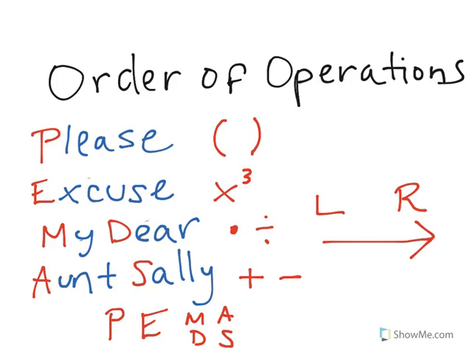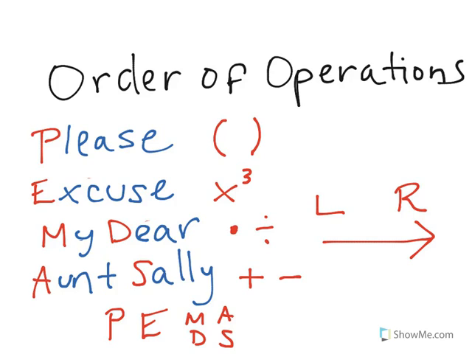in orders of operations. So the P in the word please stands for parentheses. The E in the word excuse stands for exponents. The M and the D in my dear stand for multiplication and division. And then the A and the S in Aunt Sally stand for addition and subtraction.